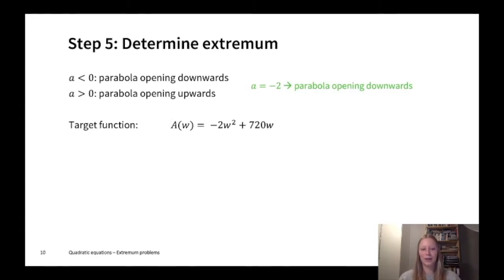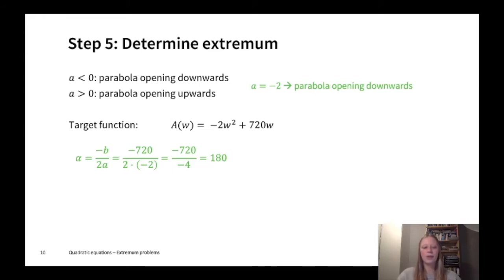Now where can we find this? We need to determine the vertex of our parabola. Now the coordinate of the vertex is alpha, beta. Now, how can we find alpha and beta? Alpha equals negative b over 2a. So let's fill this in. So then we have negative 720 over 2 times negative 2 equals negative 720 over negative 4. And then we find that alpha is 180.